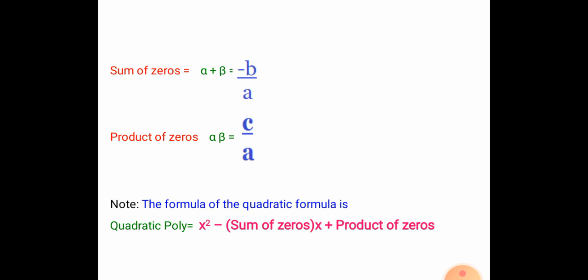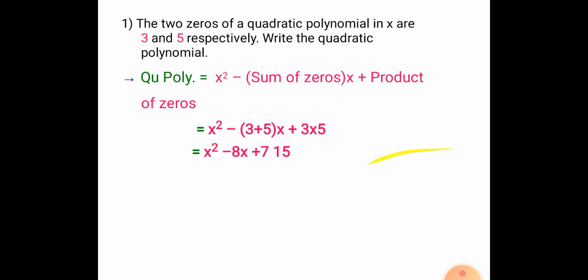Now there is one more formula of a quadratic polynomial: x square minus the sum of the zeros times x, plus the product of the zeros. You have to add both the zeros, whatever you get, multiply by the variable x, and in the last step you have to take the product of the zeros. So this is the formula. Now let us begin with the examples. First example which is shown here.